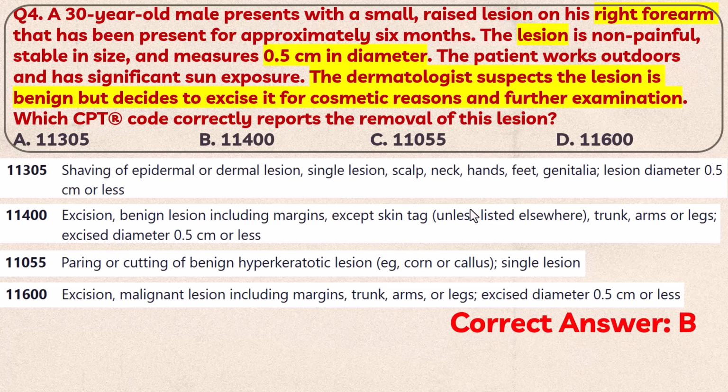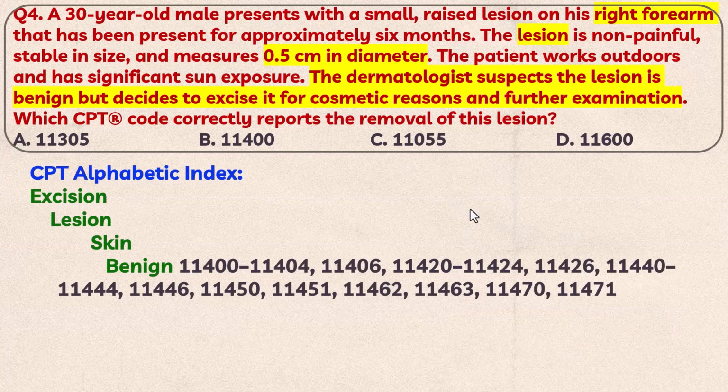So if you encounter this case in a real working scenario, you have to use the CPT alphabetic index. When you go to the CPT alphabetic index, first go to the term excision, then the subterm lesion, then skin, then the subcategory of benign. It will lead you to the following code series. Again, you have to go back to the tabular list and start searching from 11,400 to the other codes.